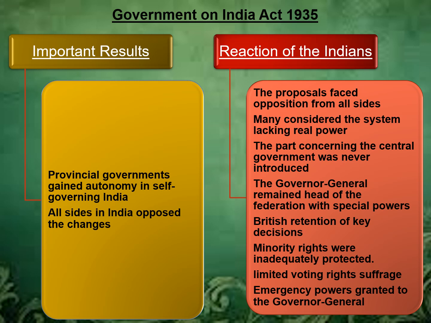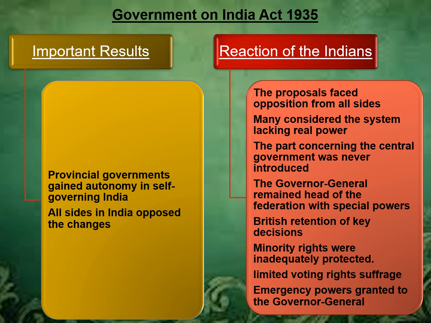So if we talk about the reactions of the Indians towards the Government of India Act, the proposals faced opposition from all sides. As I have just told you, Nehru called it a charter of slavery, and Jinnah deemed it a thoroughly rotten and fundamentally bad act. Many considered the system to be laden with safeguards but lacking real powers. And the part concerning the central government was never introduced due to rejection by the princes.